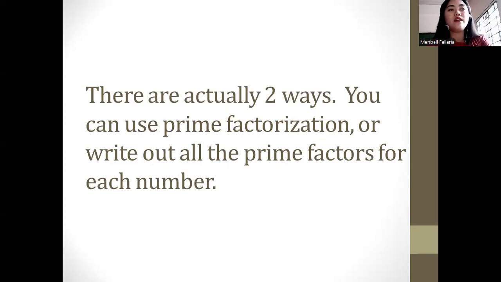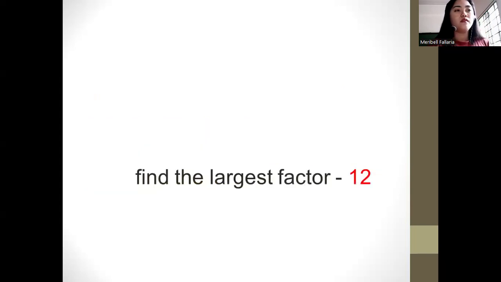Here, there are actually two ways. You can use prime factorization, or write all the factors for each number. Again, we have two ways. The first one is the listing method and the next one is prime factorization. That is what we do in our listing method and factorization.